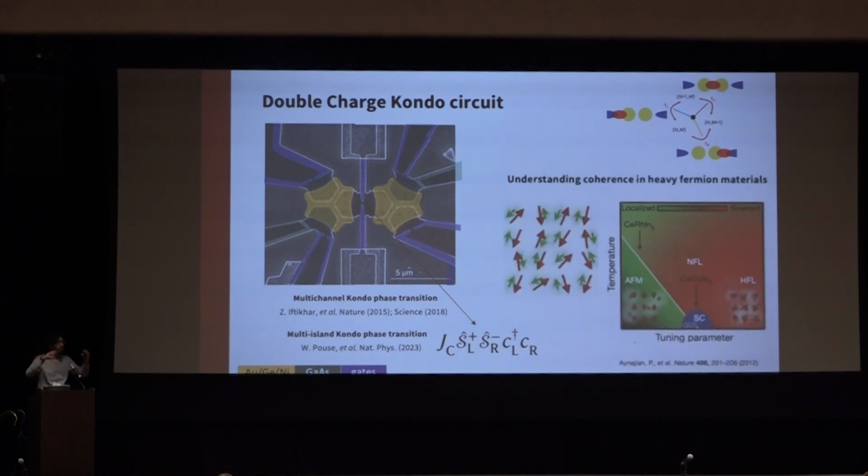So you can study this novel critical point by transport measurements, and this forms a very key building block as we aim to scale towards larger arrays, to get insights into the lattice coherence that's observed in heavy fermion materials, which are thought to be described by a Kondo lattice model.